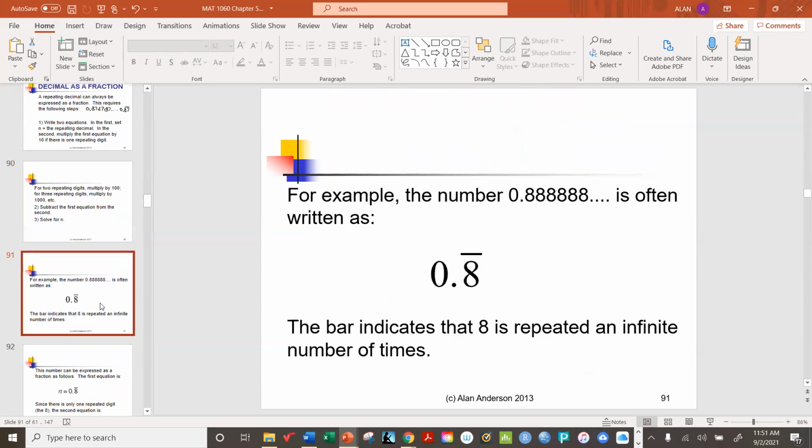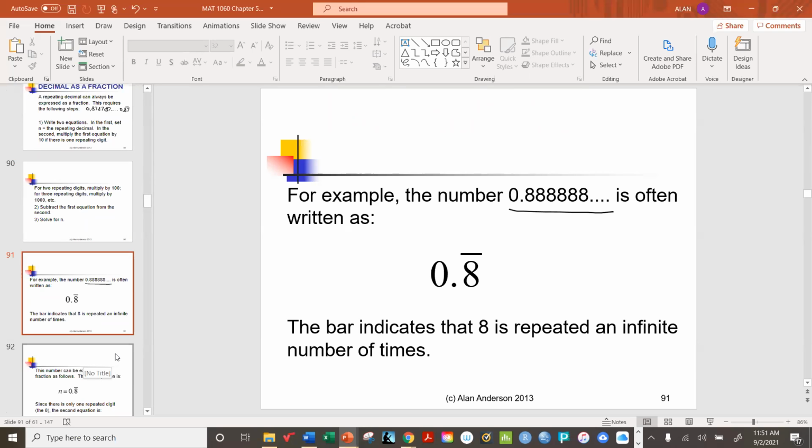So here's what we're going to do. Let's do this example, 0.8 bar, or 0.88888. How do we know that this is a ratio of two integers? Well, here's our strategy. We're going to do this. It's a two-step process.